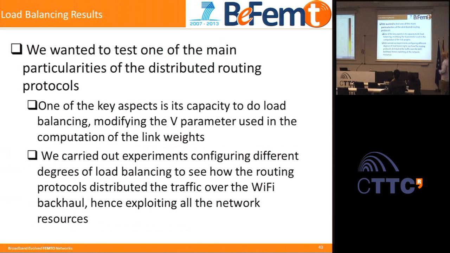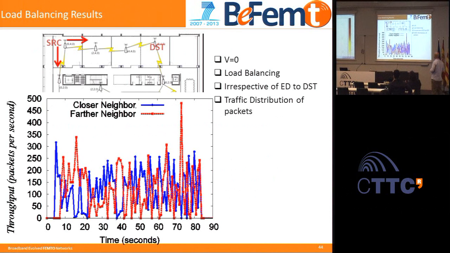Another key aspect that we wanted to evaluate was the degree of load balancing of the routing protocol. We performed different experiments with different B parameters. In fact, we go to the extreme cases. We have here the extreme case in which there are no routing decisions taken by the penalty function. B is equal to 0.